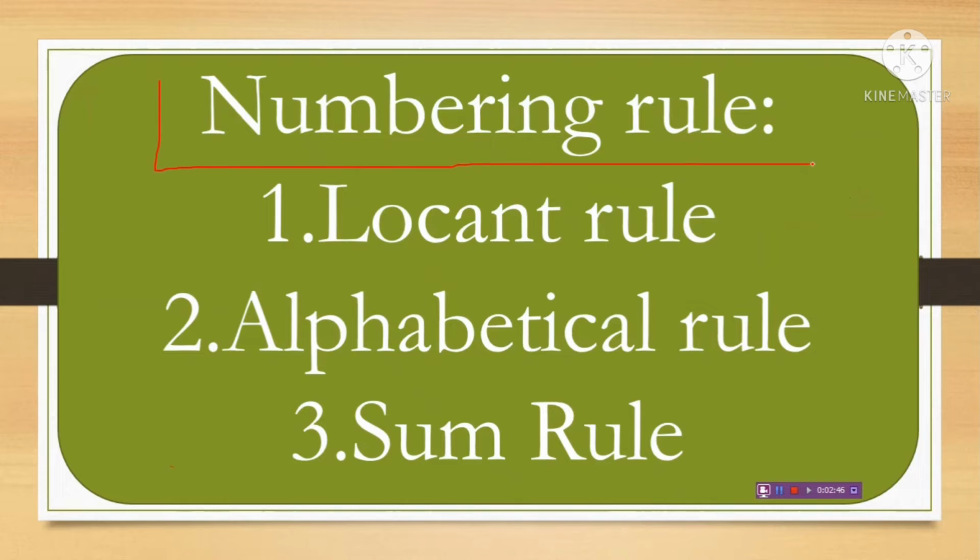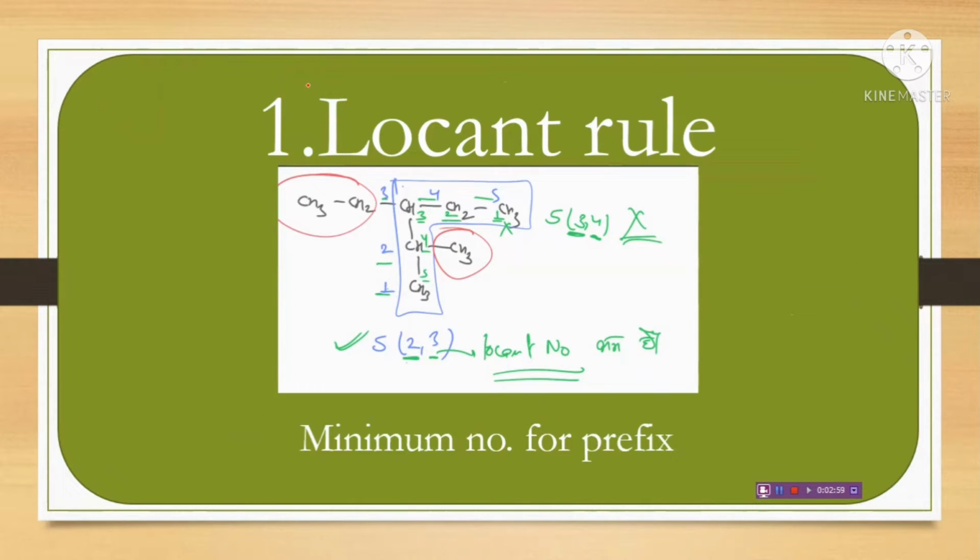In the next rule, which is the numbering rule, there are 3 sub rules. First one is the locant rule, second is the alphabetical rule, and third one is the sum rule. Now let us see the first rule, that is the locant rule. These rules specify how we need to find the locant number. In the first slide, you may remember that I took the locant number from right side to left, but not from left to right. The reason for this is the locant rule. According to the locant rule, we need to give the minimum locant number for each prefix.